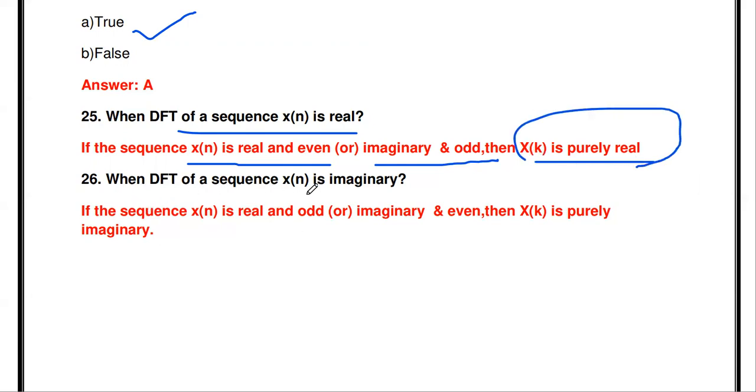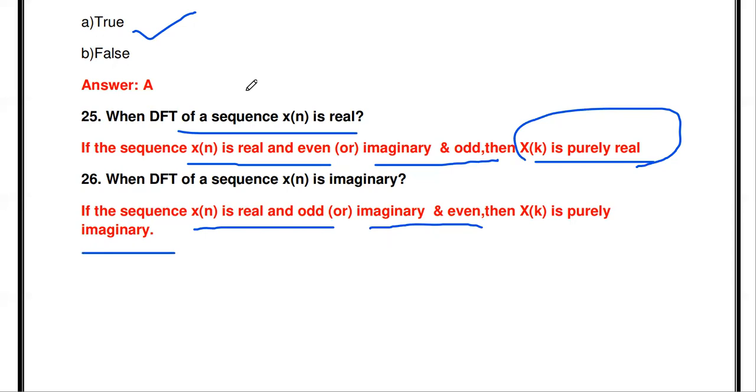Then, when is the DFT of a sequence imaginary? Just the opposite. If the sequence x of n is real and odd, or x of n is imaginary and even, we will get the X of k values imaginary. These are some of the facts about the DFT.